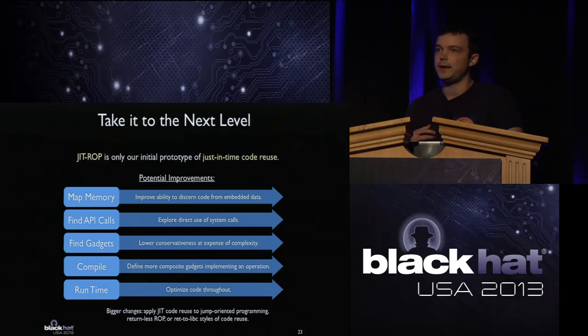In the compilation phase, we've basically just defined a very small subset of all the ways that you can combine gadgets to achieve whatever actions the adversary wants to have. So another thing we could do to potentially reduce the total number of gadgets that we actually need to find is by defining just more composite gadgets that implement each operation. Finally, we could optimize this entire thing by improving the code throughout the entire framework. But even with all these things that we may do in the future, we can still show that our framework does pretty well.